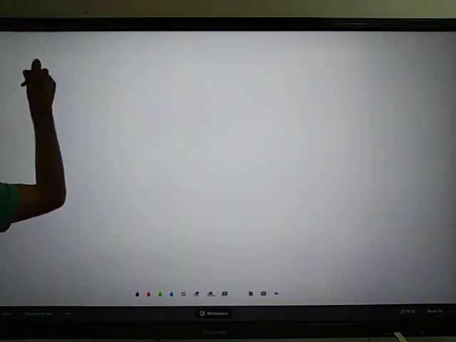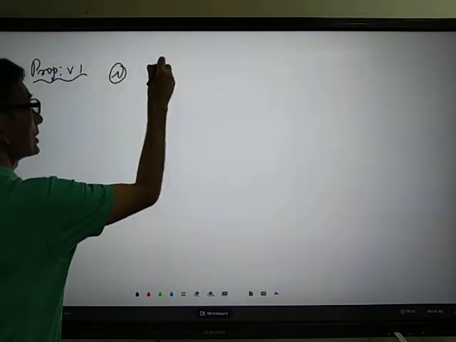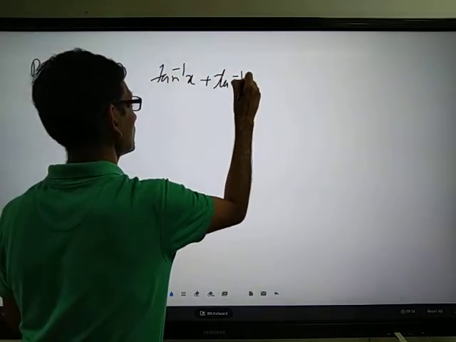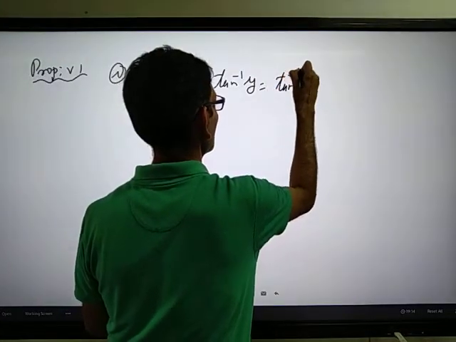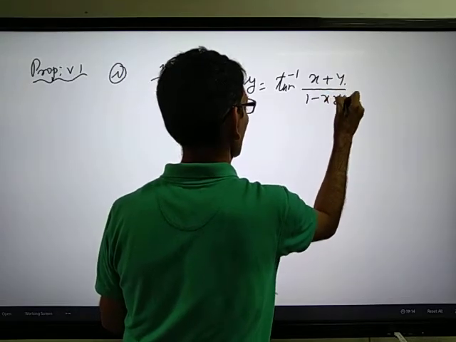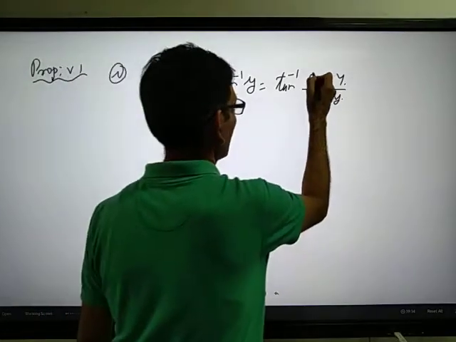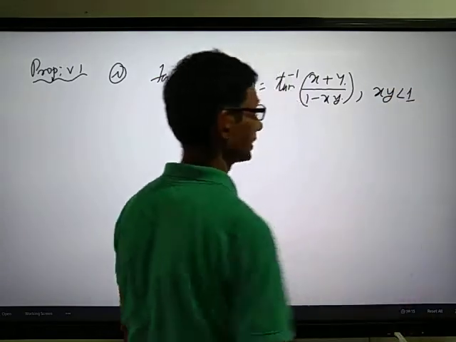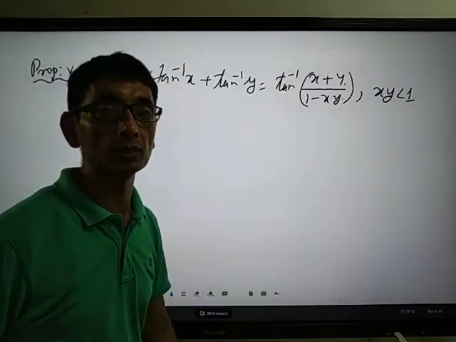This is property 6. What is the property? Tan inverse x plus tan inverse y equal to tan inverse of x plus y upon 1 minus xy, provided, what is the restriction given? Here it's given xy less than 1.